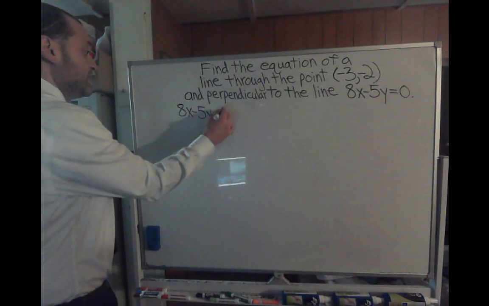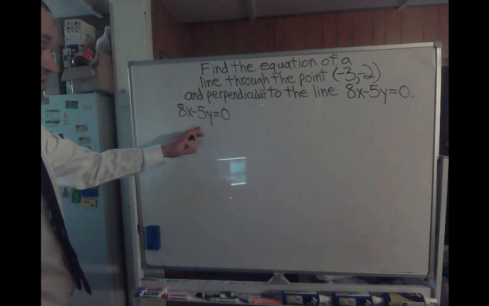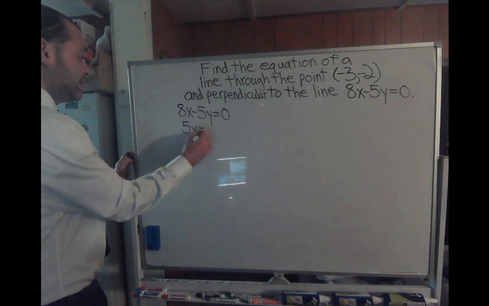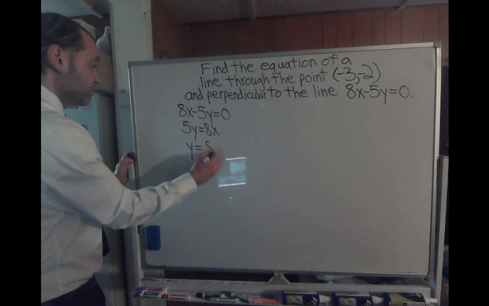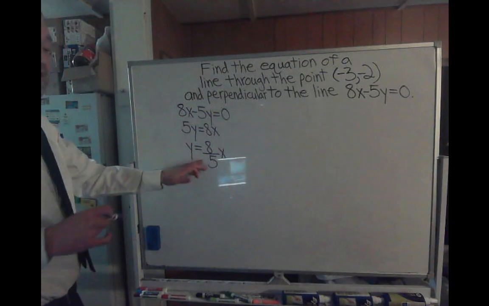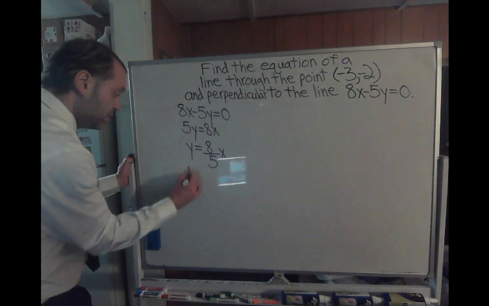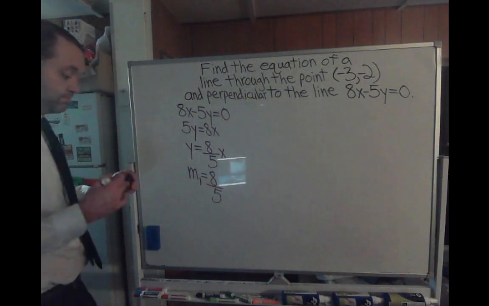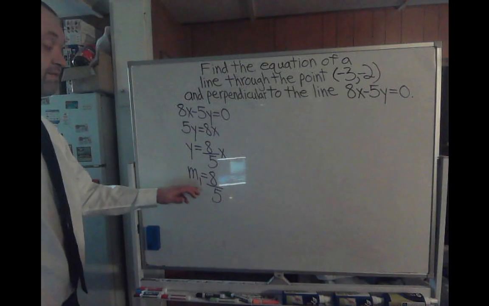Because this equation is in standard form, we want to convert this to slope-intercept form. So get the y term by itself on one side, that would give you 5y equals 8x. Then you just solve for y, you would get y equals 8/5 x. So y would equal 8/5 x, which means the slope of this line would end up being 8/5, right? So the slope of this first given line is in fact 8/5.